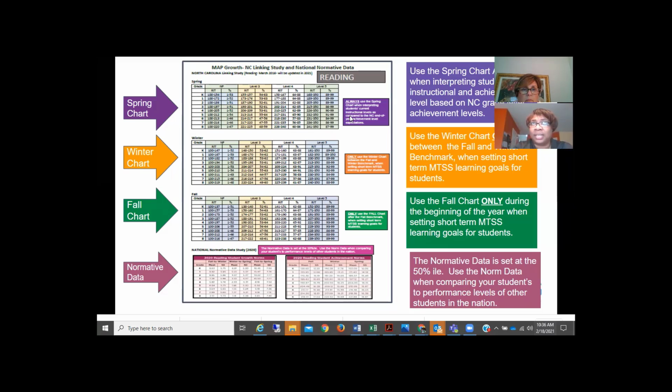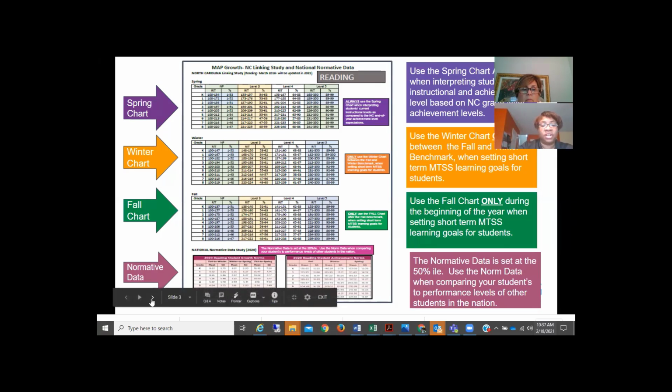MAP is a national assessment, so the norms are based at the national norm, which is the 50th percentile. Our standards in North Carolina are more rigorous than the 50th percentile. That is why we said do not use the norm data when you're trying to see how your students are achieving in North Carolina. We always fall short if we use that normative data. But if we just want to compare how my students are doing with students in the nation, we use the normative data. But when we're trying to see, aggressively, where are my students in North Carolina, how they are achieving by North Carolina standards, again, we always go to the spring.